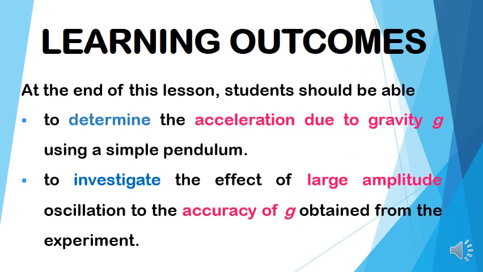The learning outcomes of this experiment are: firstly, to determine the acceleration due to gravity g using a simple pendulum. Secondly, to investigate the effect of large amplitude oscillation to the accuracy of g obtained from the experiment.